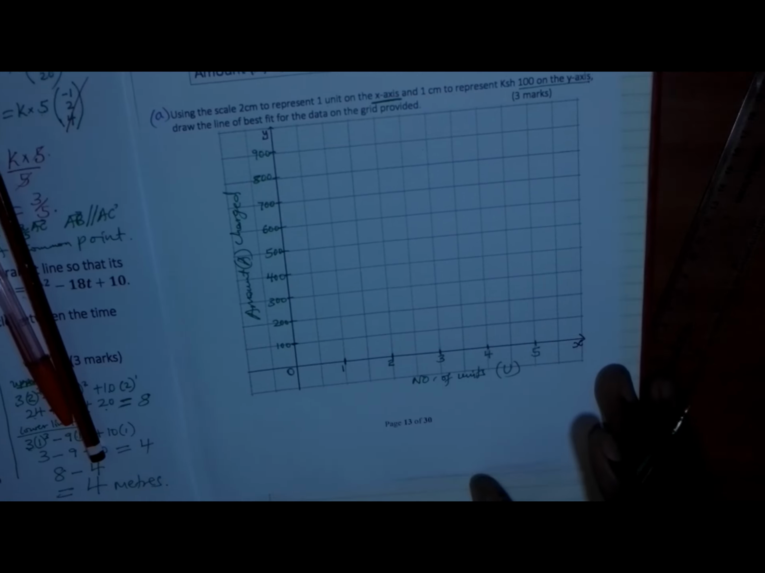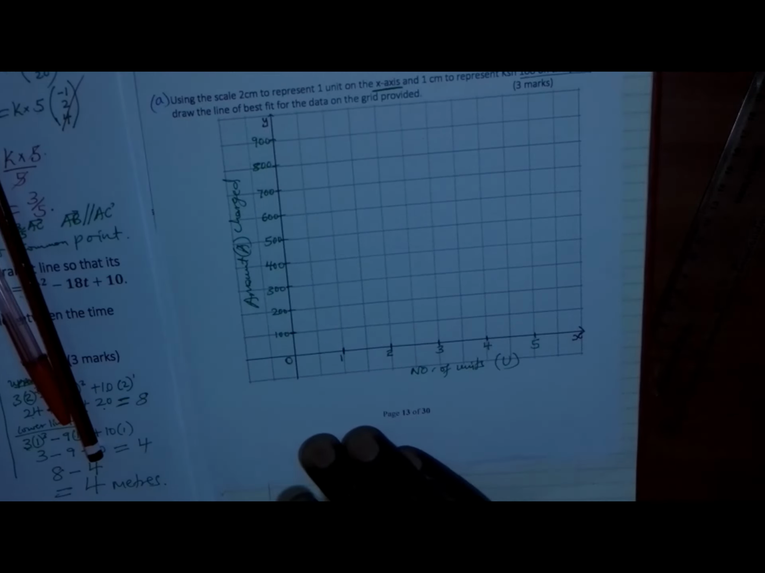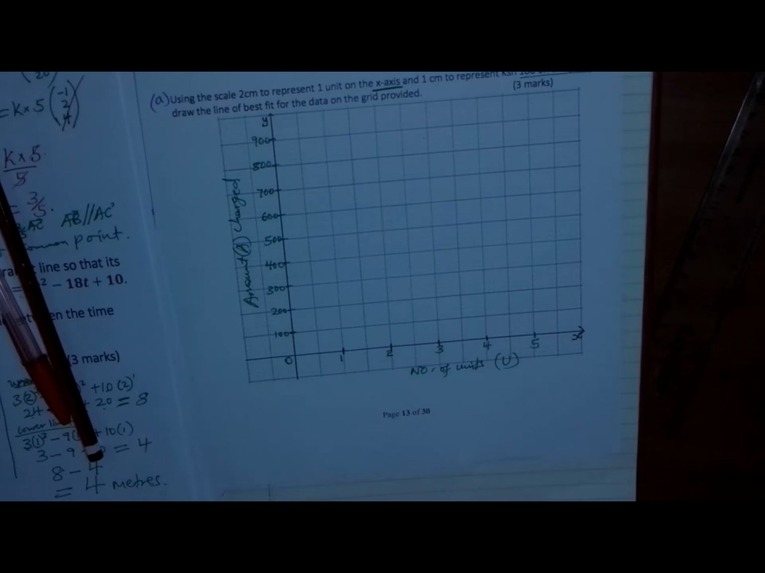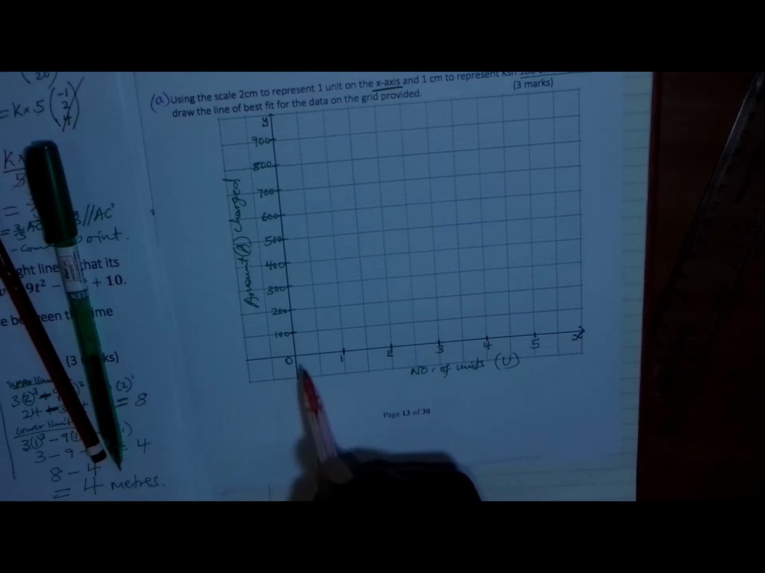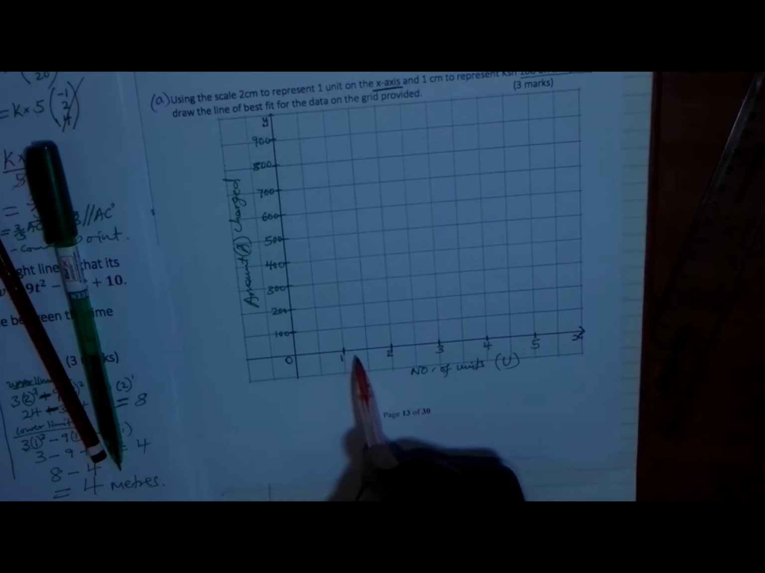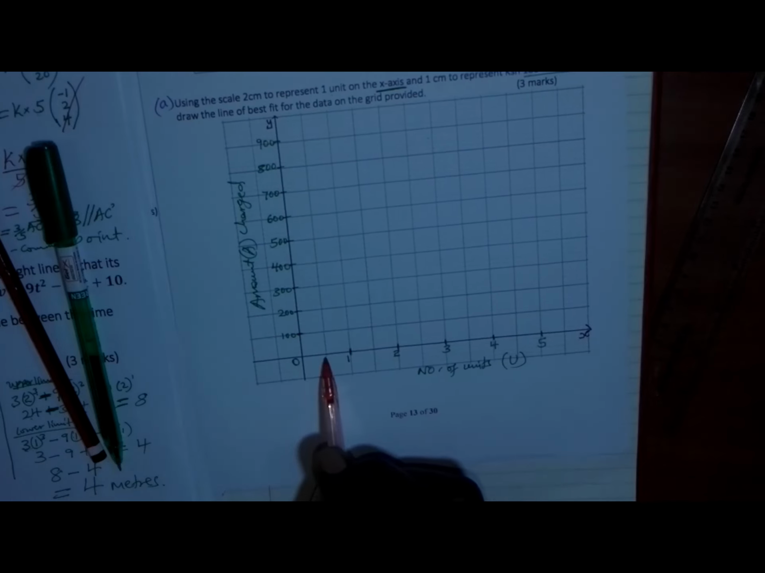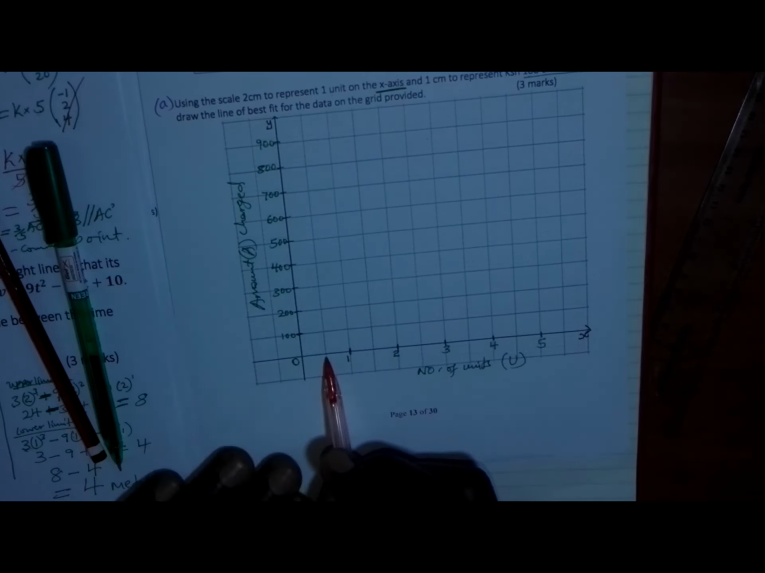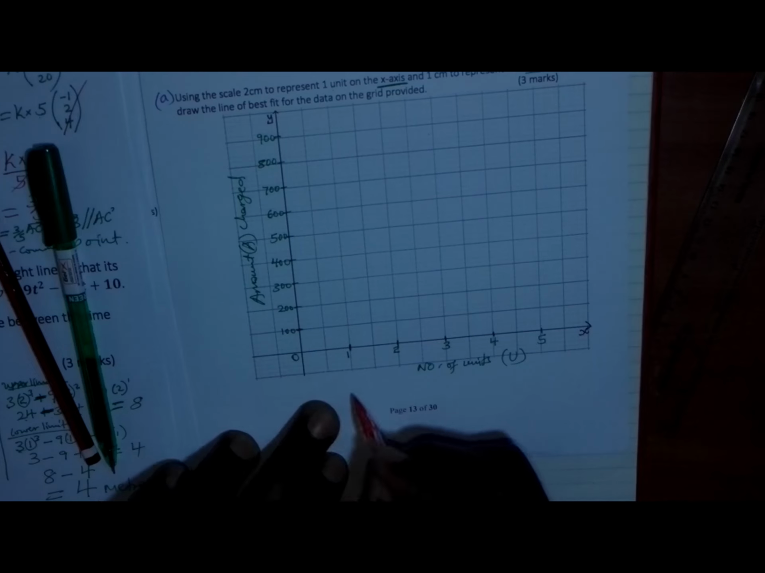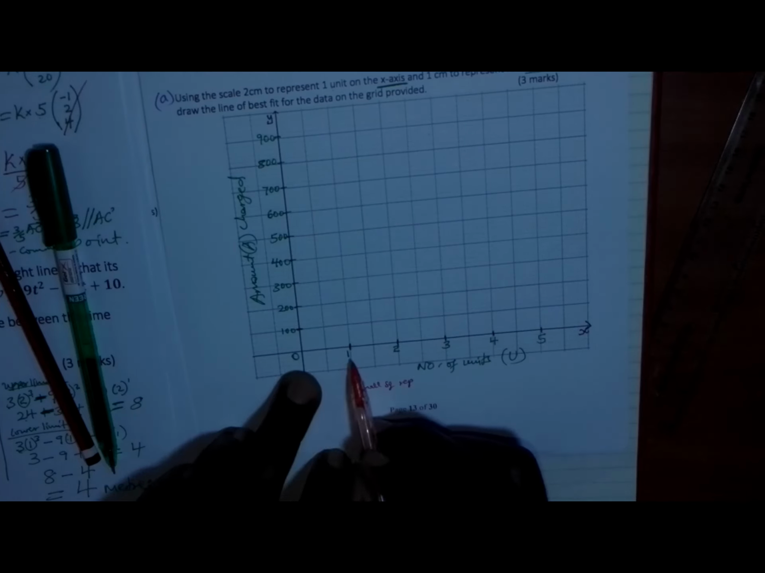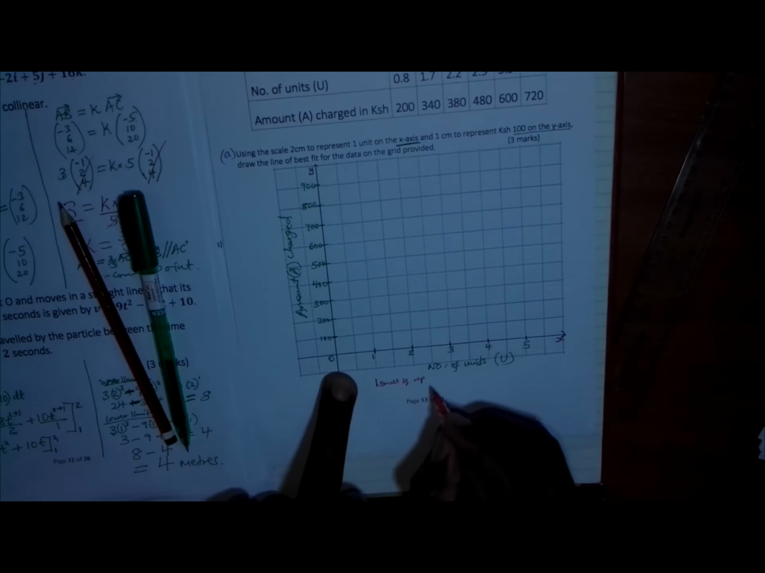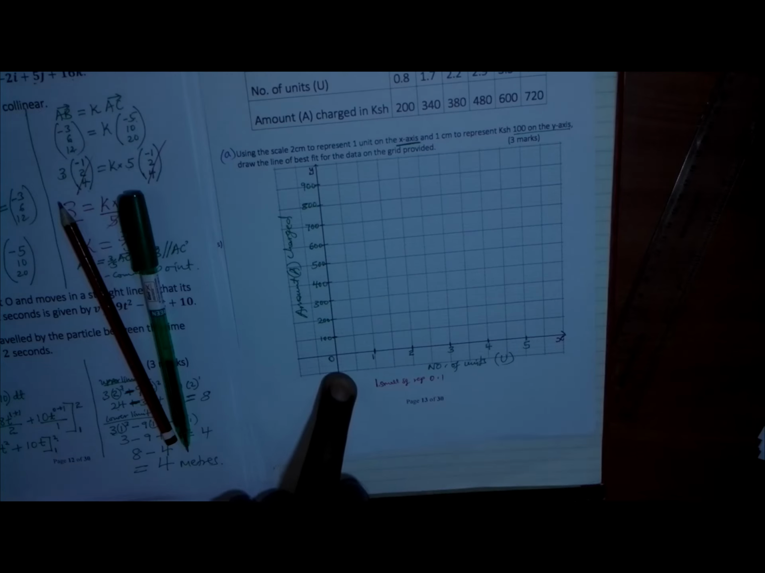Now let us plot the points, but before we plot the points, it's very important to note the following things. On the x-axis from 0 to 1, there are 10 small divisions. That means one small square represents 1 divided by 10, which is 0.1.